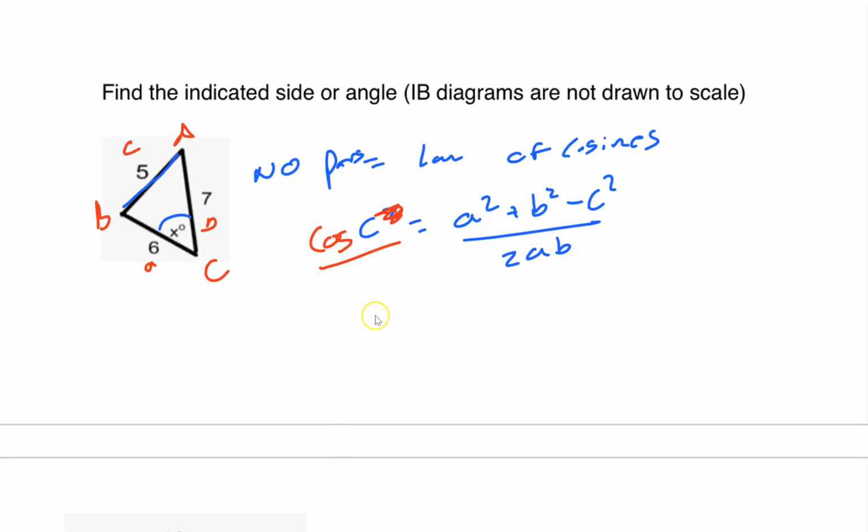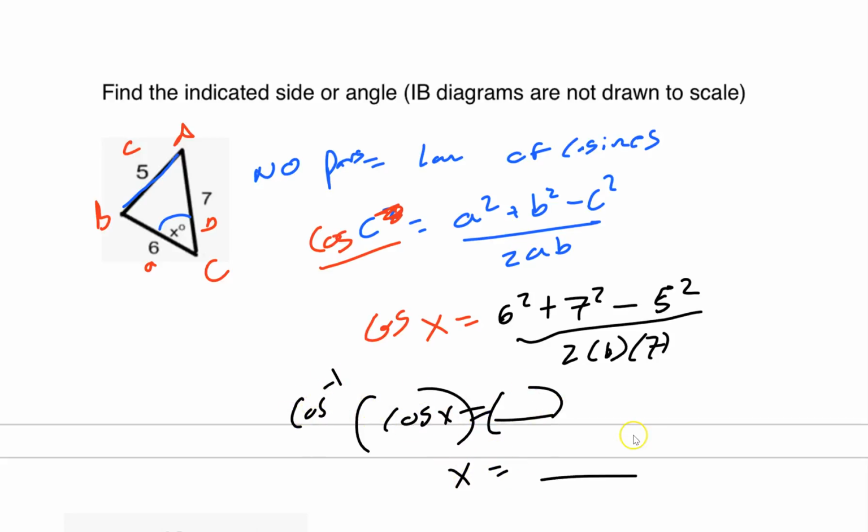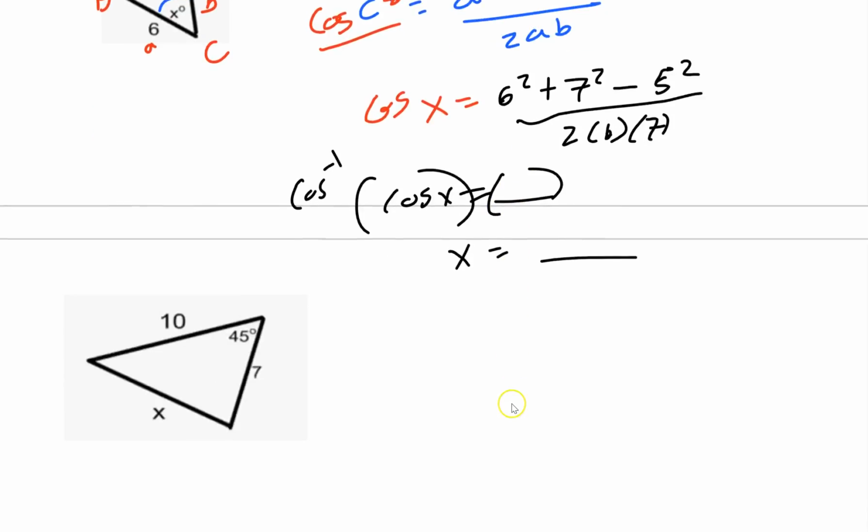Anyway, so cosine x equals a squared, so 6 squared plus 7 squared minus 5 squared, all over 2 times 6 times 7. Put it in your calculator, get an answer. Cosine x would equal something. Cosine inverse both sides. That's how you get rid of cosine sitting on that side, and you get x equals some number, which I really don't care about right now.